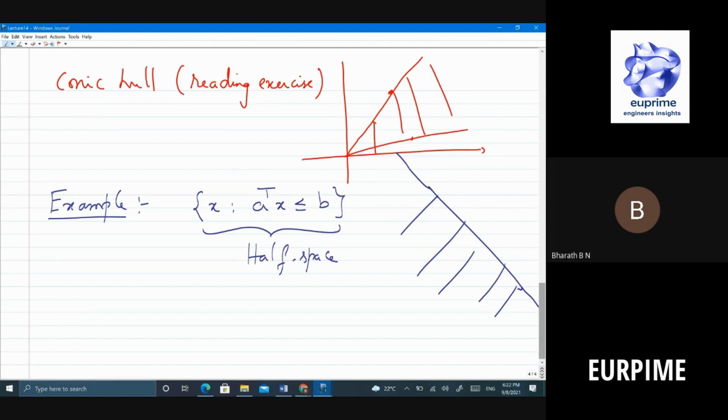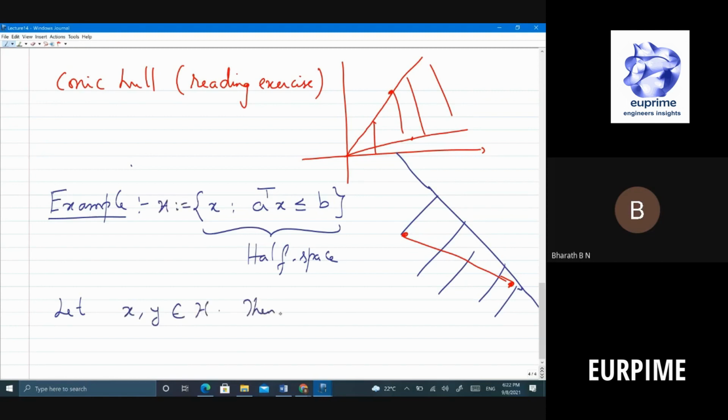So is this a convex set? Intuitively, you take two points here and maybe here, and I take all the points in between. Of course, they are there. So is this a convex set? Yes. So how do you prove that? You take two points, let's say x and y belonging to, I'll call this H.